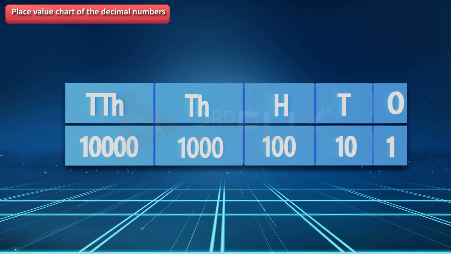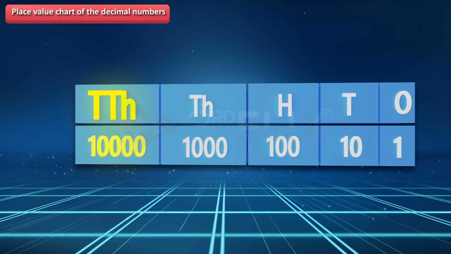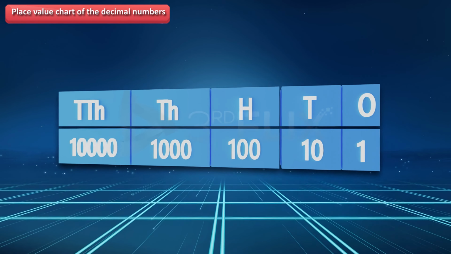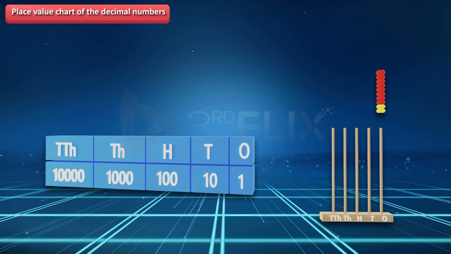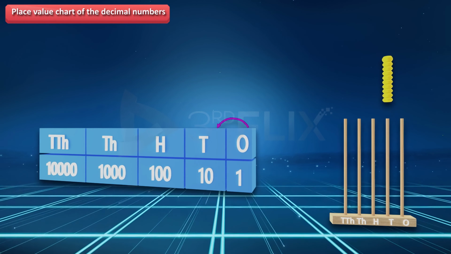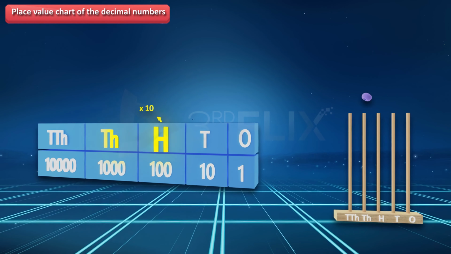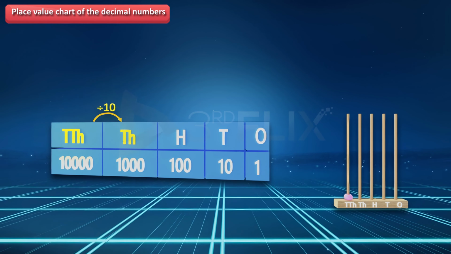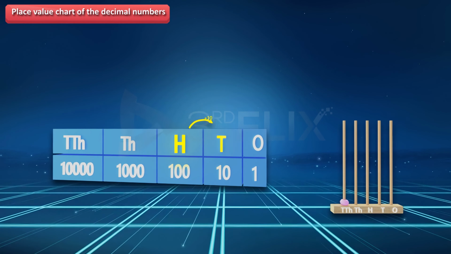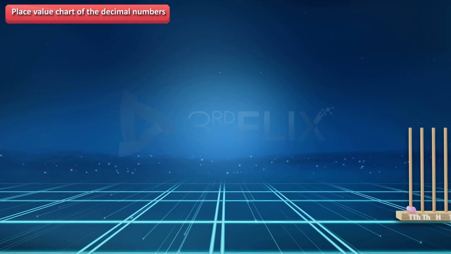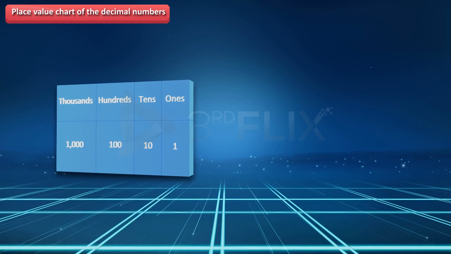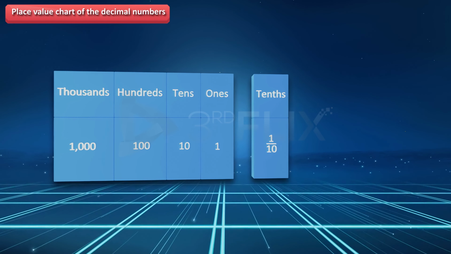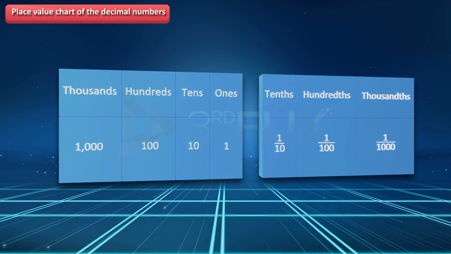To understand this, let's observe the place value chart. Ten thousands, thousands, hundreds, tens, ones. When we move from right to left, the place value increases by 10 times. And when we move from left to right, the place value decreases to 1/10 of the place value. If we move to the right from one place value, the new place values obtained must be 1 by 10th, 1 by 100th, and so on.